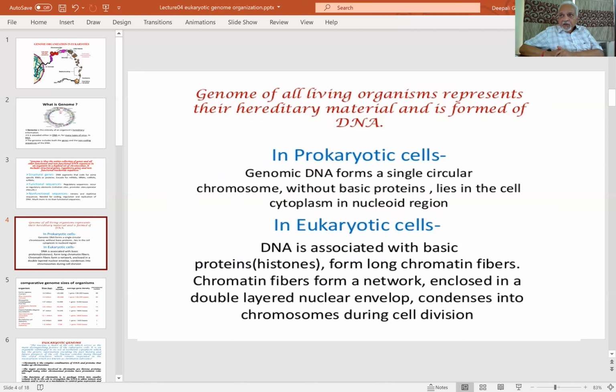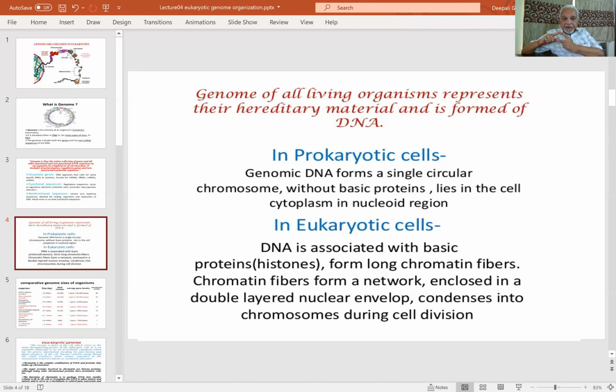Now, if we look at genome, in general, in all living organisms, it represents their hereditary material and is formed of DNA. To summarize what I've been talking about, if we look at prokaryotes, genomic DNA forms a single circular chromosome. This is what happens in bacteria. And this is a naked DNA, basically. There is no protein association in this. And it floats around in the nucleoid region of the bacterial cell. So there is no nucleus, as I mentioned earlier, in a bacterial cell. So the genome of a bacterial cell includes the DNA, which is a single circular DNA, not associated with any protein.